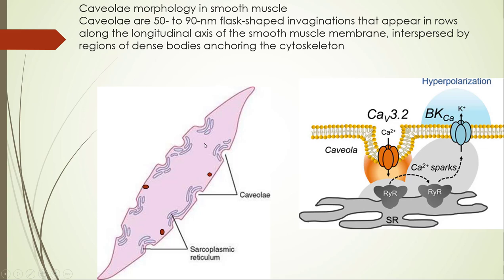the cell membrane, arranged in rows. Between these caveolae, there are scattered dense bodies. They have calcium, and when stimulated, they release calcium like the tubules. The calcium is released from the tubules. So, when these muscles are stimulated, calcium is released to the inside of the cell from these caveolae.